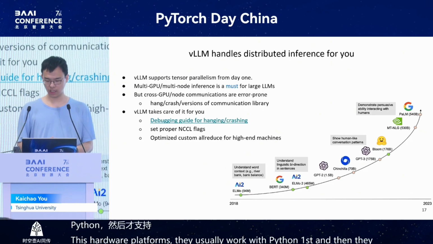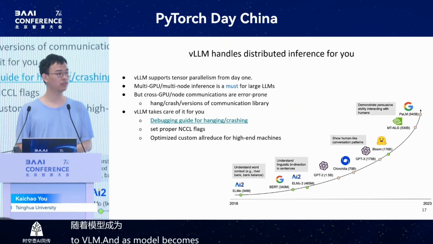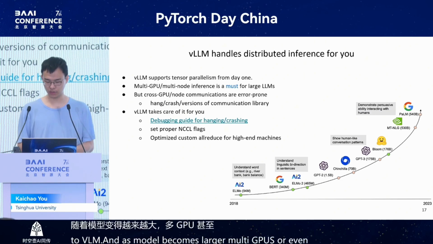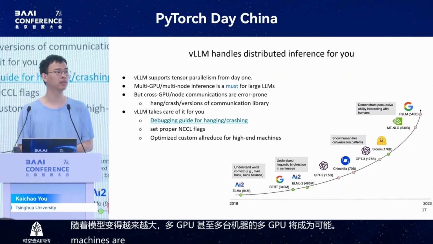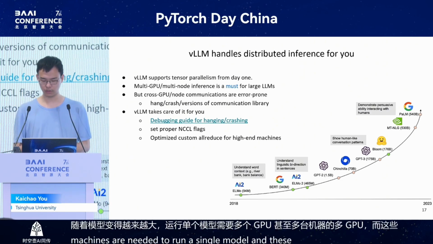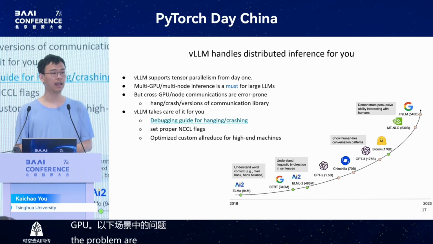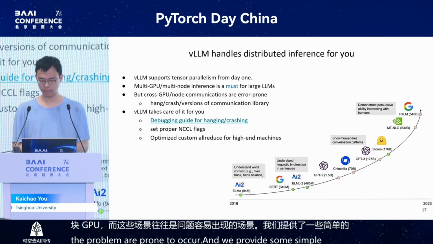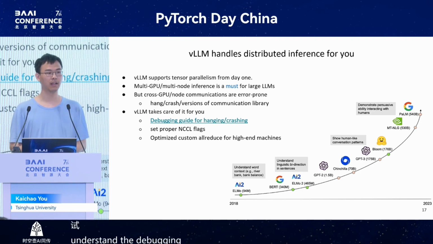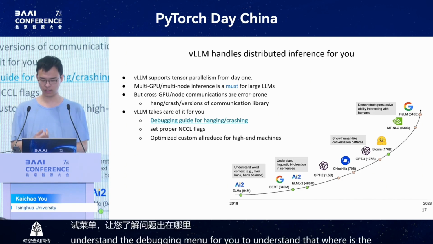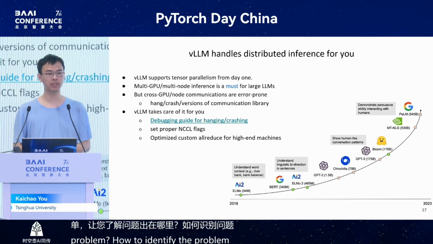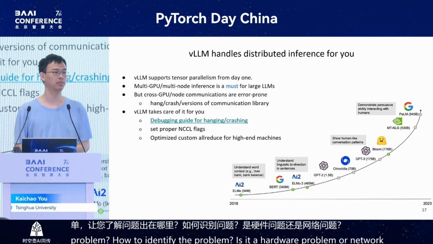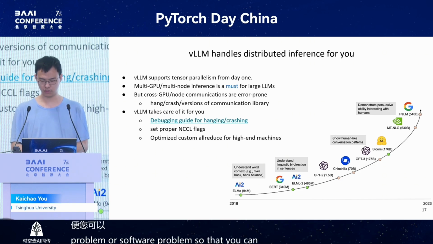And as models become larger, multiple GPUs or even multiple GPUs across multiple machines are needed to run a single model. And these are the scenarios where problems are prone to occur. We provide a simple and easy-to-understand debugging manual to help you understand where the problem is and how to identify it, like whether it is a hardware problem, network problem, or software problem, so that you can identify the issue quickly.